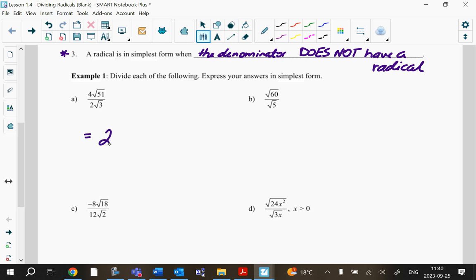Divide the numbers in front to get 2, 4 divided by 2. Root 17, I heard. That's correct. And you can't simplify that, so you're done.